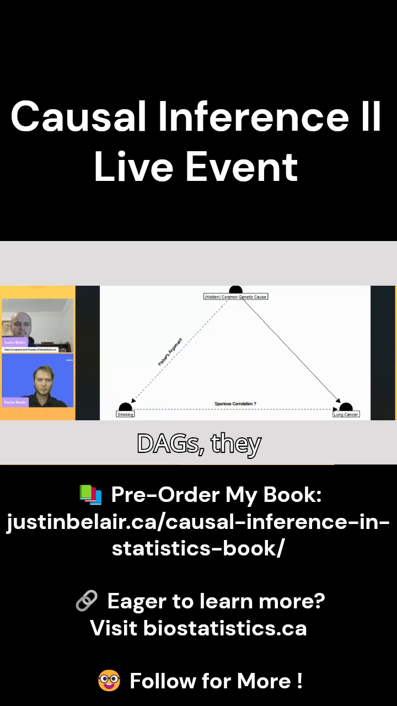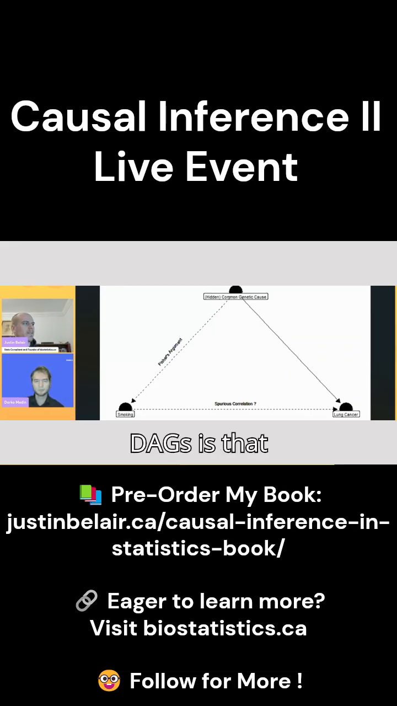Other strengths of DAGs: they don't assume any form for the link between two variables. So for example, for smoking and lung cancer, on this DAG we just say there is a causal effect by putting an arrow, but we don't assume that it's linear or quadratic or any form. In this sense, we say that it is fully non-parametric.